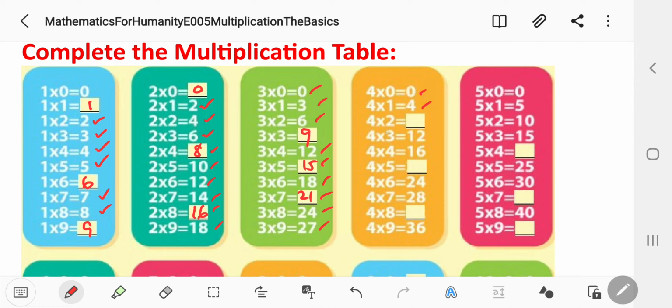4 times 1 equals 4. 4 times 2 would be 8. You're counting by 4, so you add 4 to 4, and then that's equal to 8. So 4 times 3 would be 12. 4 times 4 would be 16. 4 times 5 would be 20.